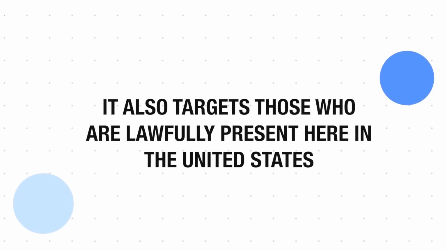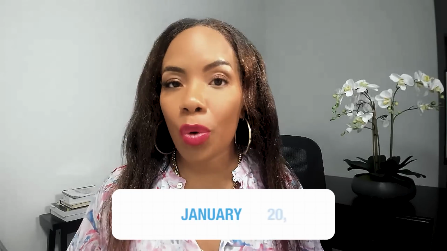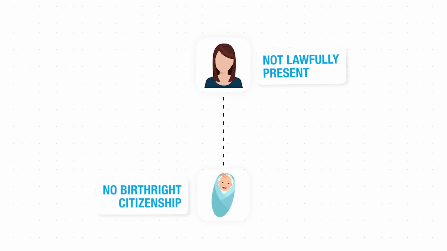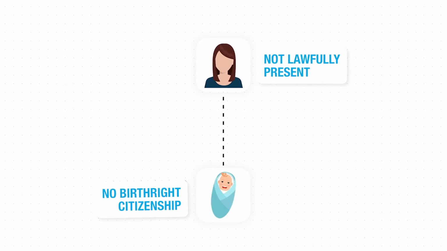So it's very concerning because it not only targets those who are undocumented, that alone in itself raises a lot of alarm. However, it also targets those who are lawfully present here in the United States. The executive action is going to take effect 30 days after it was signed, and it was signed on January 20th, 2025. So after the February date, so after 30 days, any child who's born to a mother who is not lawfully present here, that means that they're undocumented, they either overstayed their visa or came into the country without permission, no longer have status, or a mother who has their visa, but the children do not have U.S. citizen or permanent resident fathers, will not be U.S. citizens.